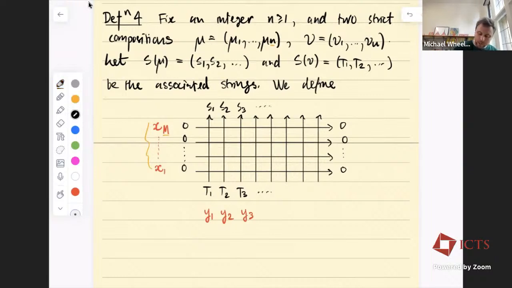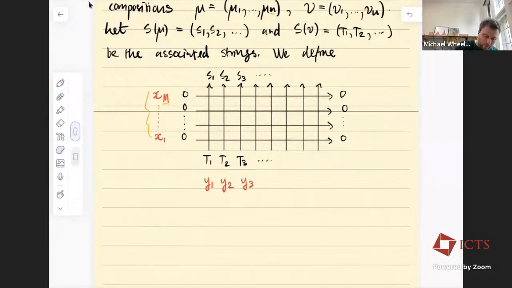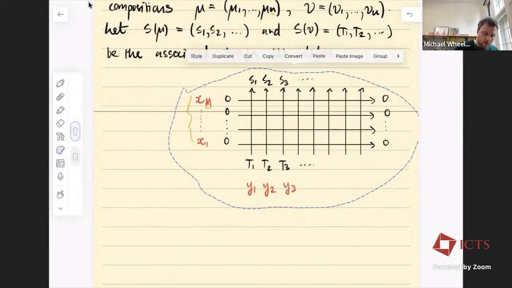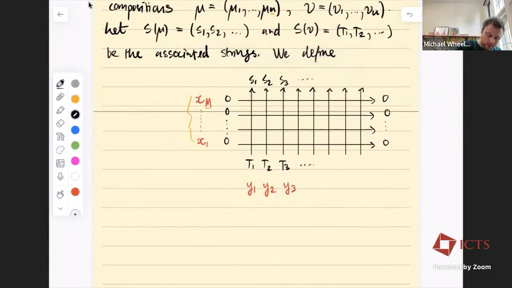All right, so that's going to be our function. And I will write that as capital G of mu over nu. So you can think of it as a kind of skew function in x1 up to xm.